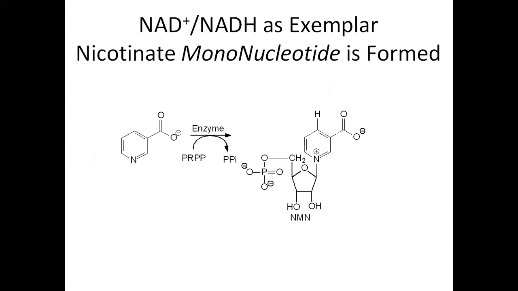Niacin is converted by an enzyme to nicotinate mononucleotide, NMN for short. Recall from basic biology that a nucleotide is composed of a base plus a sugar plus phosphate. Here we have niacin as the base, ribose, the 5-membered OH containing ring, as the sugar, and the phosphate.